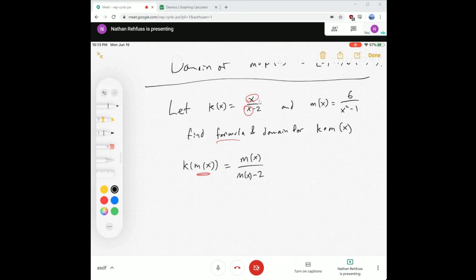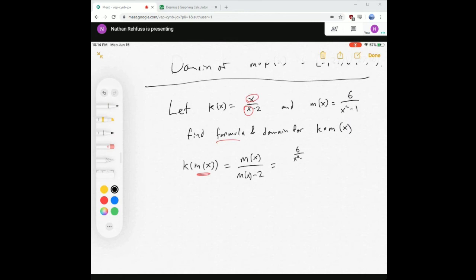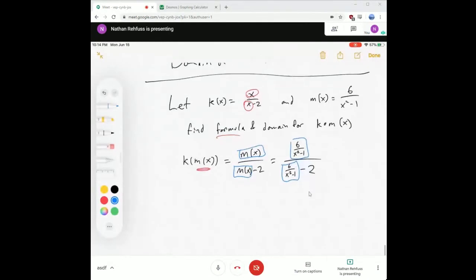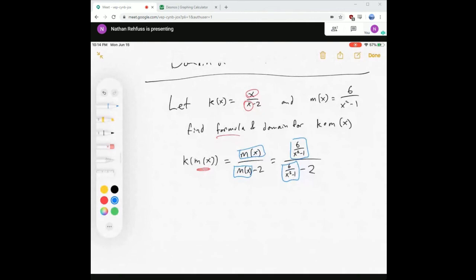This is a nice intermediate stage. Do these things one at a time, because now I'm going to take this formula for m, and replace the literals of m with it. So m was 6 over x squared minus 1, and m was 6 over x squared minus 1. So the only thing that's changed is that each of these, we replaced the name of m with the algorithm for m. So it's the same expression, just with m replaced. And now we have the task of simplifying the monster.